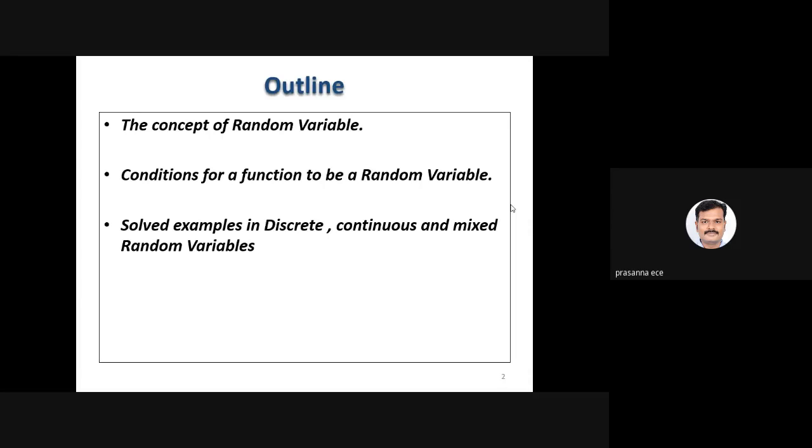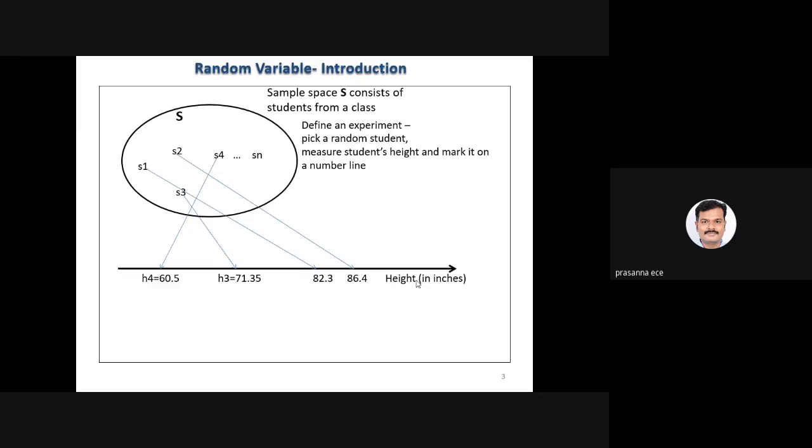We'll see what the concept of a random variable is and what the conditions are for a function to be a random variable. Basically, a random variable is a function, so we'll see what conditions any function should satisfy to qualify as a random variable. And then we'll see some solved examples in classification of random variables. So this is the outline of today's session. Now moving on to the topic.